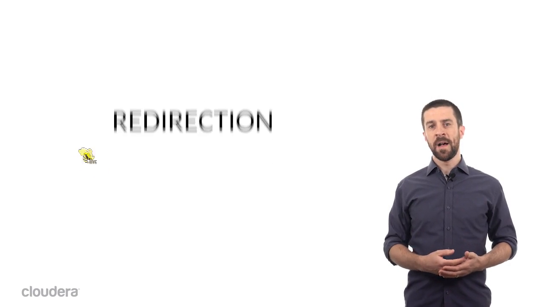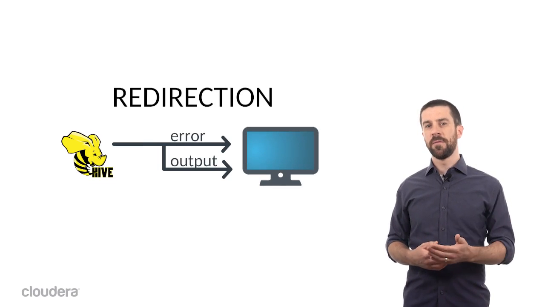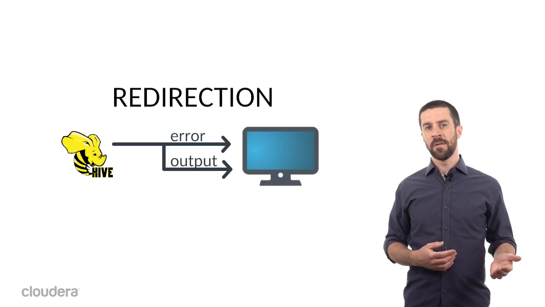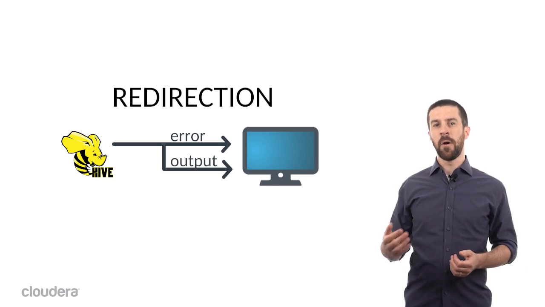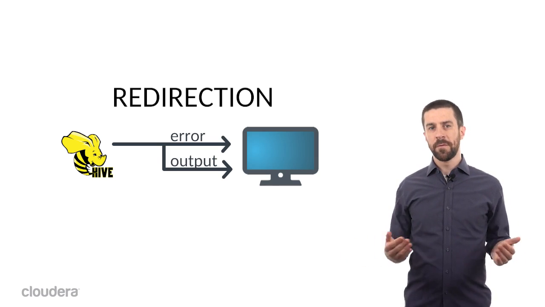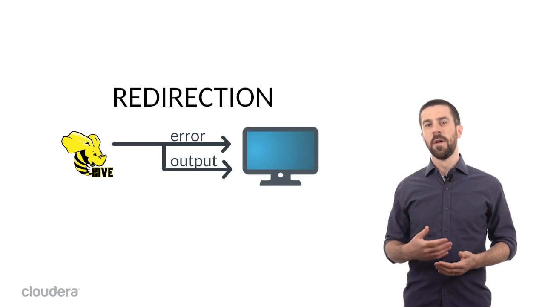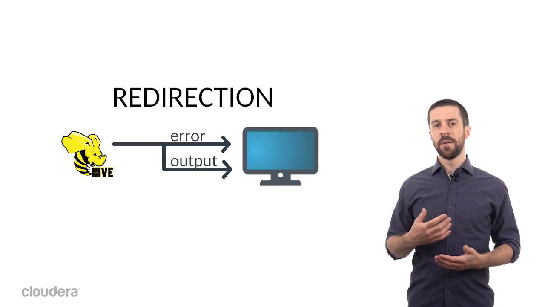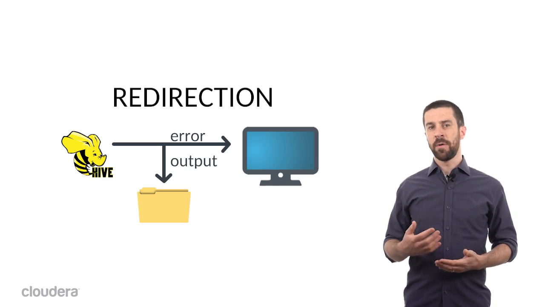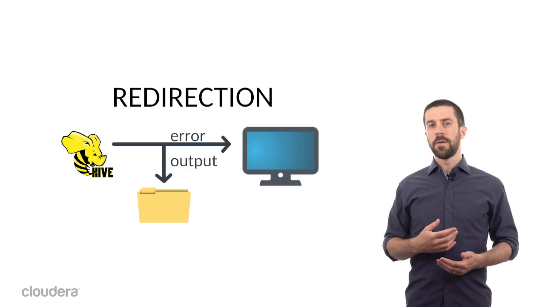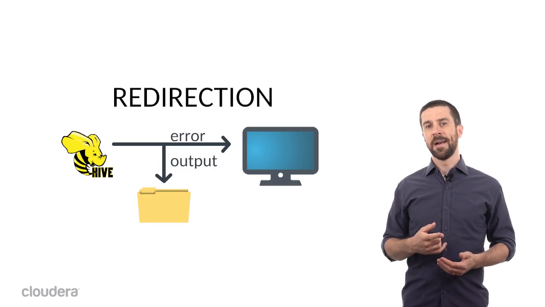With Beeline, to capture query results into a file, you need to use a feature of the operating system shell called redirection. When Beeline is running, it actually writes two different streams. It writes messages and errors to the standard error stream, and it writes result sets to the standard output stream. By default, both of these streams are printed to the terminal, to the screen, so you can see them. But if you want to capture the results to a file, then you need to redirect the standard output stream to a file. You can do this using the greater than sign operator.